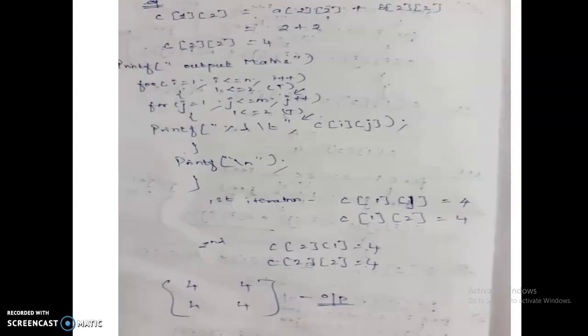So like that all the values are added and the final result will be stored like this, 4 4 4 4. Here this is for printing the matrix. Again there is a nested for loop. Now the value of i is 1, 1 is less than or equal to 2, the condition is true. So it gets into the inner loop. The inner loop is also true, so it gets into the inner statement of the inner for loop.